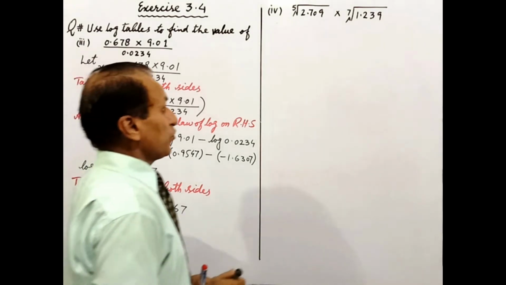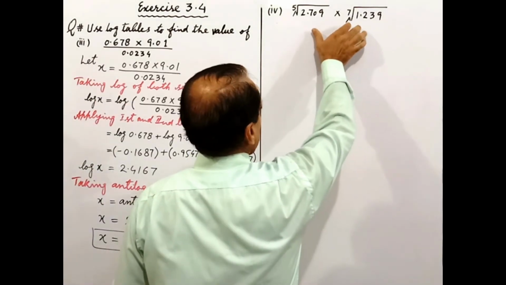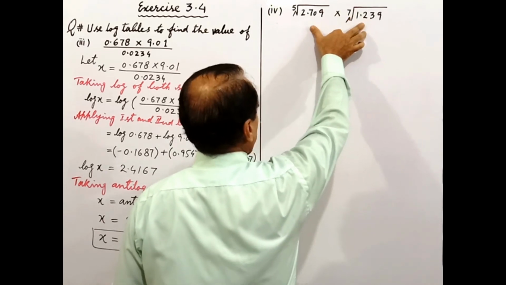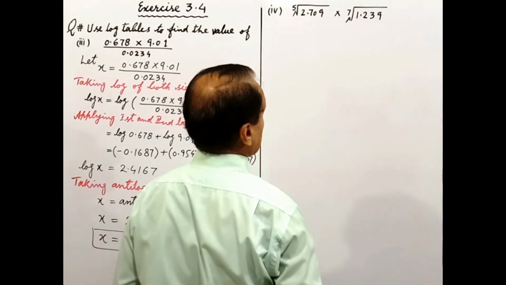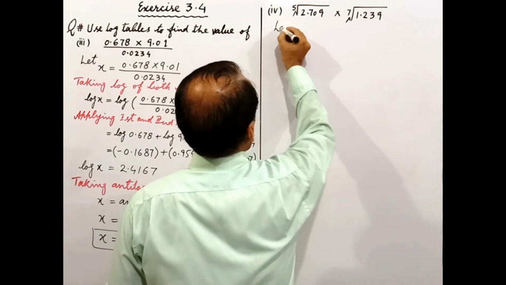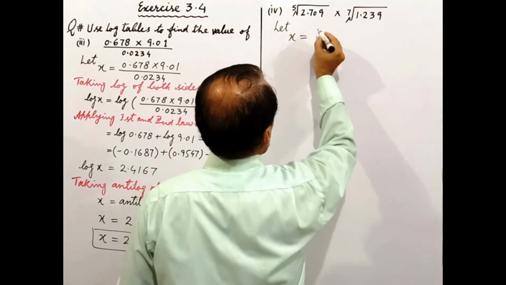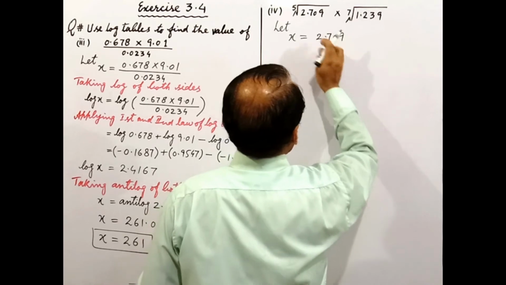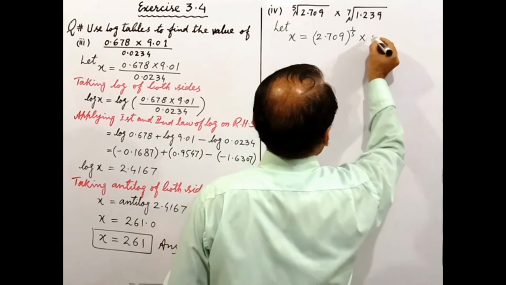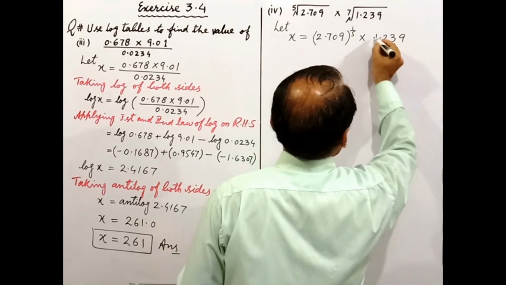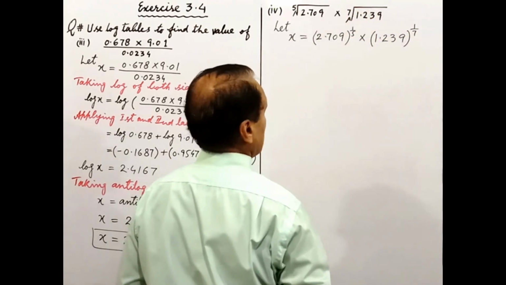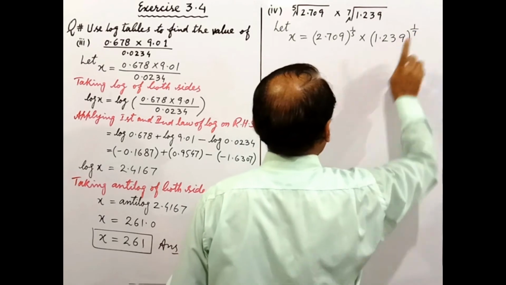Now we move to the part 4, in which we have to deal with the values are in product form as well as these are irrational numbers. So for this, first of all, we write in exponential form these numbers. Let x is equal to 2.709. The fifth root will become 1 over 5 power multiply 1.239 whole power becomes 1 over 7, as it is seventh root, index is 7, so therefore we write 1 over 7.